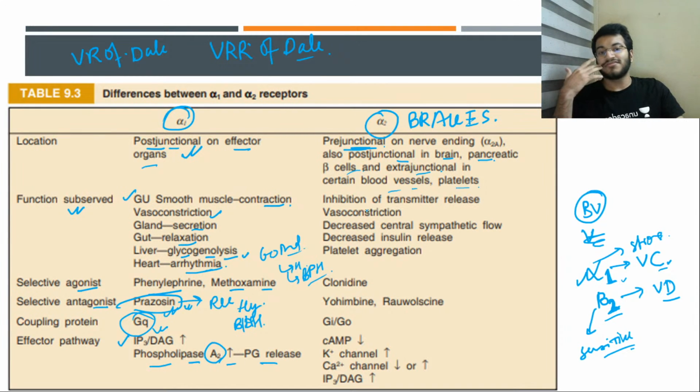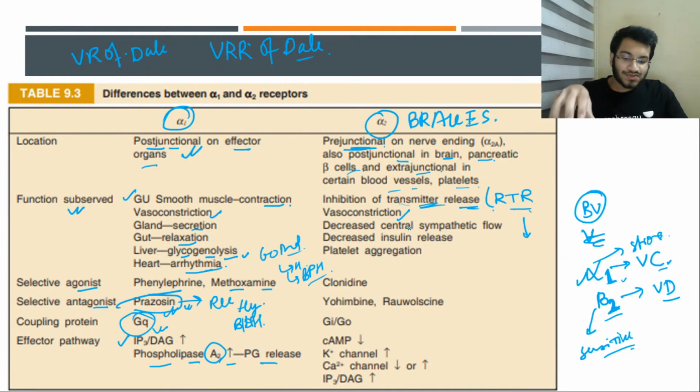Then the function that it does is inhibition of the transmitter release. Inhibition means reuptake of the transmitter release. It tries to reuptake the transmitter that is immediately released, right? So it will be decreasing the amount of neurotransmitter. Then it causes vasoconstriction, same as alpha 1. But most potently, vasoconstriction is caused by alpha 1. Then it causes decreased central sympathetic flow, and it also causes decreased insulin release because it is also present in the pancreatic beta cells, right? Then it can cause platelet aggregation as well.